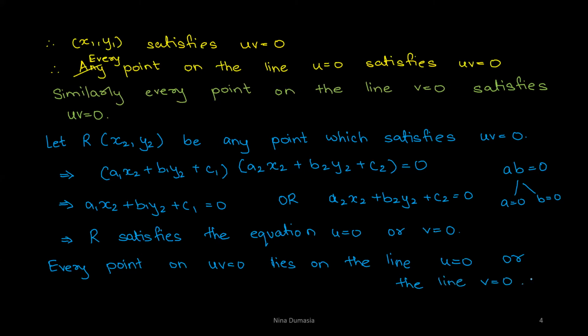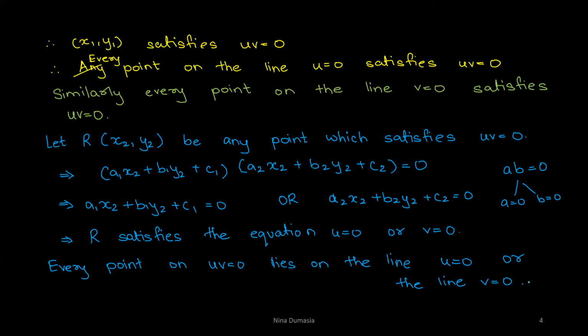Okay, and therefore we can say that uv represents the combined equation of u is equal to 0 and v is equal to 0. Meaning if any point is on u is equal to 0 or v is equal to 0, it will definitely be on uv is equal to 0, and vice versa is also true, that if it is on uv is equal to 0, then it will satisfy u is equal to 0 or v is equal to 0.